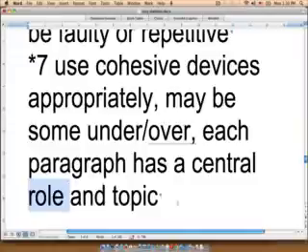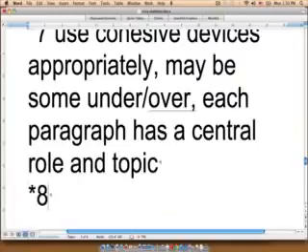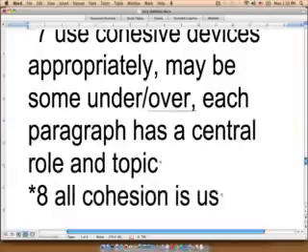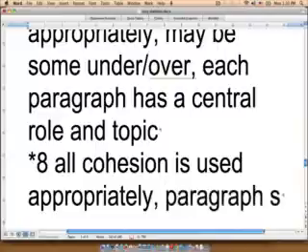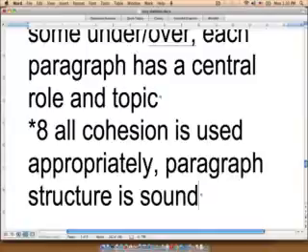Now, band 8. So all cohesion is used appropriately. There are no mistakes. And paragraph structure is sound. And maybe if sound's a new word for you, it just means it is without any problems. Okay, very similar to band 7, except that the level of cohesion is higher.